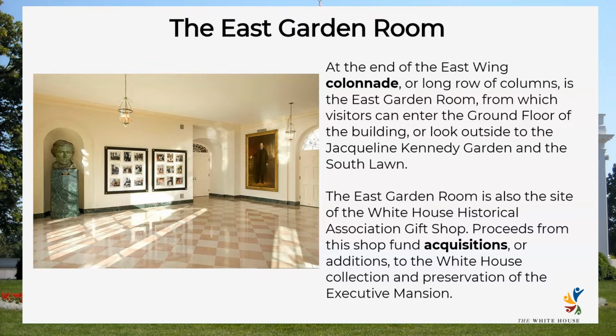So now we're going to talk about the East Garden. At the end of the East Wing, or long row of columns, is the East Garden Room from which visitors can enter the ground floor of the building or look outside to the Jacqueline Kennedy Garden and the South Lawn. The East Garden Room is also the site of the White House Historical Association gift shop. Proceeds from this shop fund acquisitions of additions to the White House collection and preservation of the executive mansion.